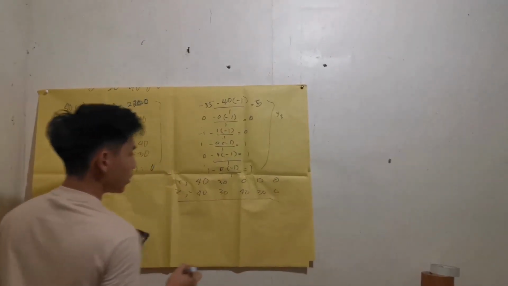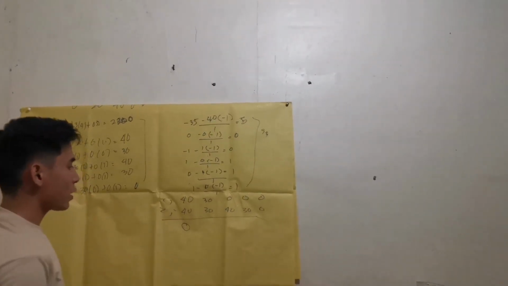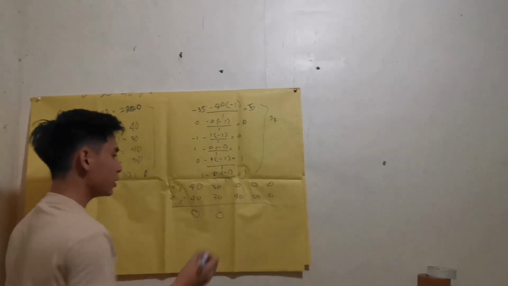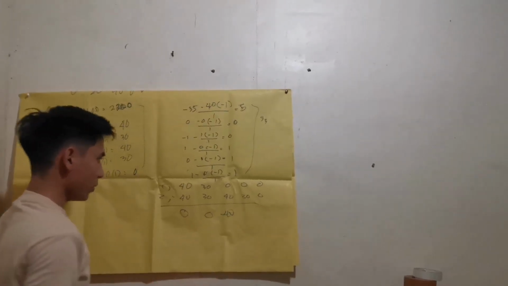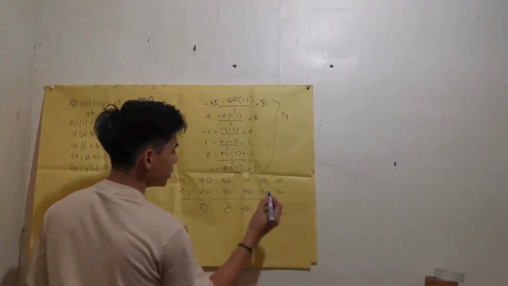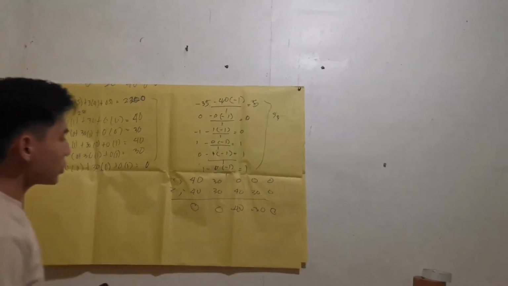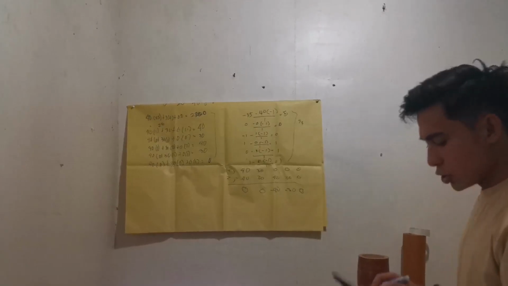40 minus 40 is 0. 30 minus 30 is 0. 0 minus 40 is negative 40. 0 minus 30 is negative 30. 0 minus 0 is 0. So, as you can see na wala na siyang positive value, di ba? So, ito, ilagay natin siya sa ating tableau. So, ito na yung final answer natin.